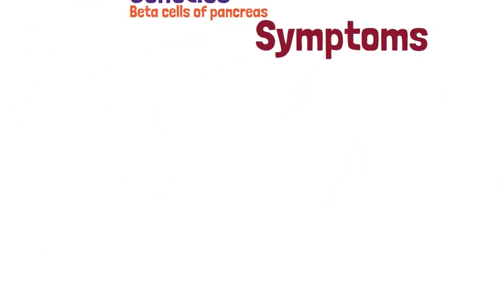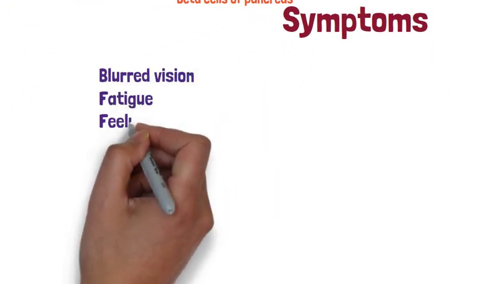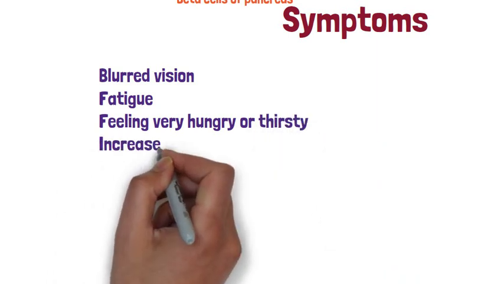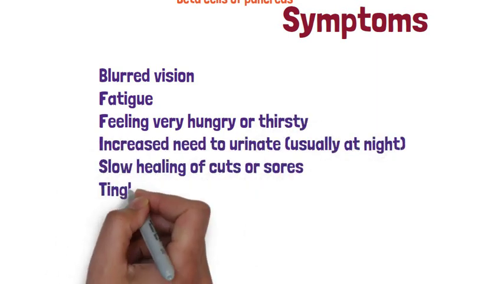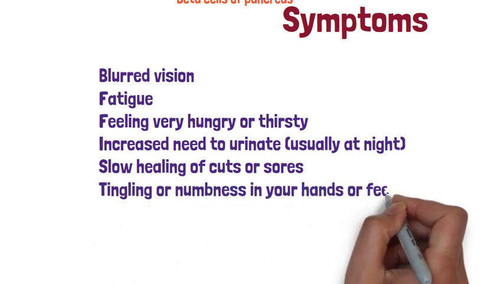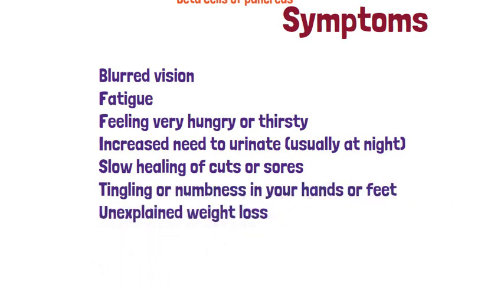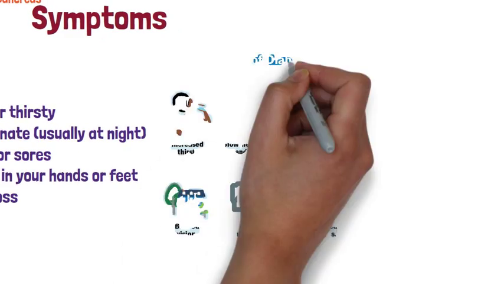Symptoms include blurred vision, fatigue, feeling very hungry or thirsty, increased need to urinate usually at night, slow healing of cuts or sores, and tingling or numbness in your hands or feet due to diabetic neuropathy, and unexplained weight loss.